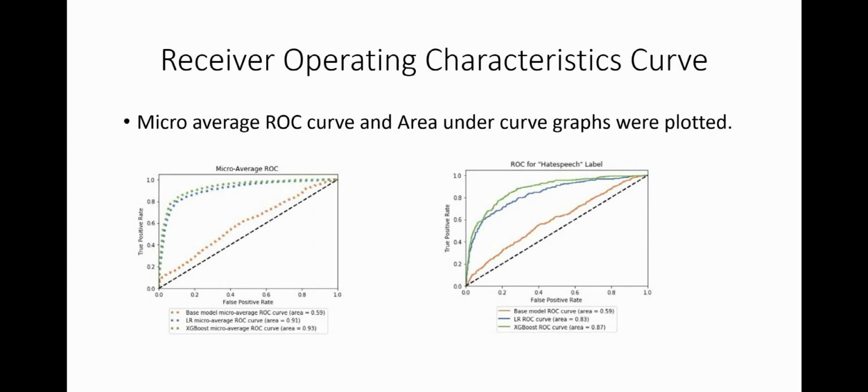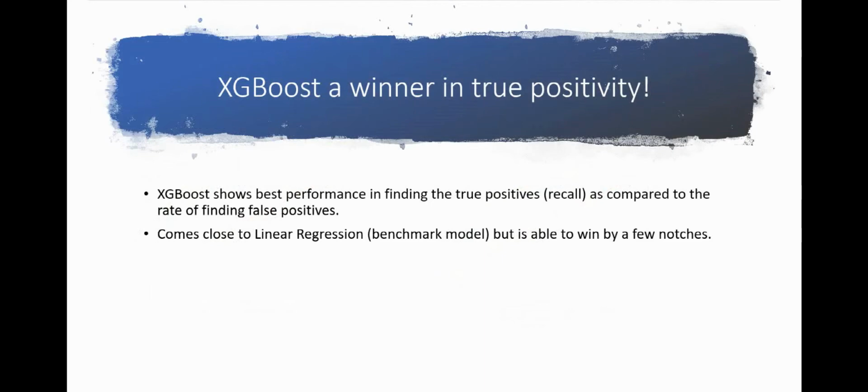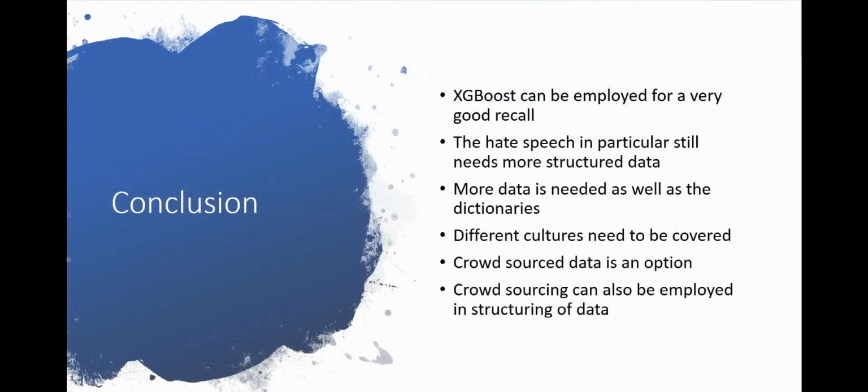As we can see from the receiver operating characteristics curve, if you consider the micro average curve over here, or the area under the curve graph, in both of them XGBoost has performed the best, even as compared to the linear regression model, which was trained by weighting it with the hate words. So XGBoost comes out to be performing really very well when it comes to the recall, the true positive rate against the false positive rate. XGBoost is a winner in true positivity over here. It comes very close to the linear regression model, the benchmark model, but is able to win by a few notches, although it's trained with the whole data.